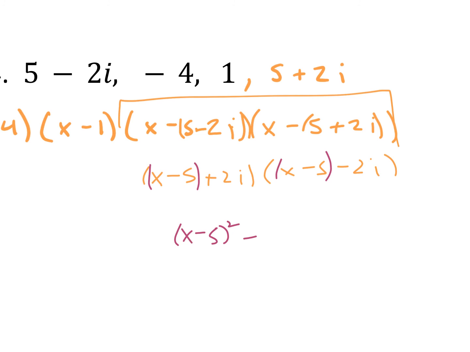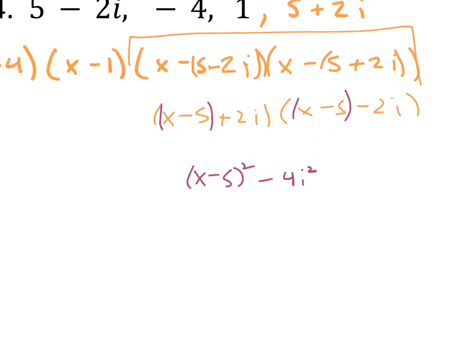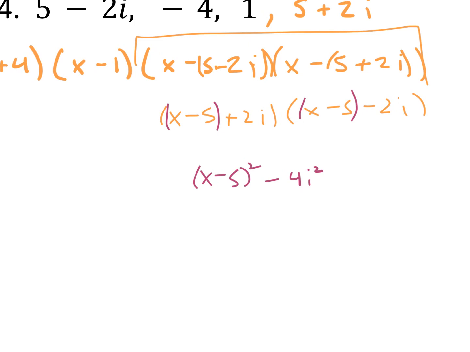minus 4i squared. So I have to FOIL x minus 5 squared. So that would be x squared minus 10x plus 25. What does the i squared turn into? A plus 4. So this would be x squared minus 10x plus 29.